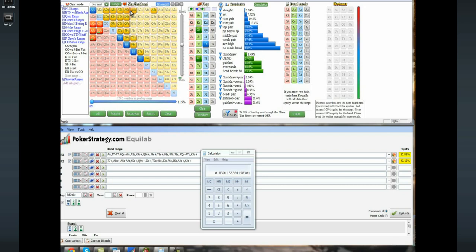Because we have a really strong range here. We're in position. We're going to bet reasonably often once our opponent checks. And when he does bet, we're going to defend really aggressively. So another thing to consider on this board is it really sucks for us to call on this flop and let our opponent see the turn relatively cheaply.